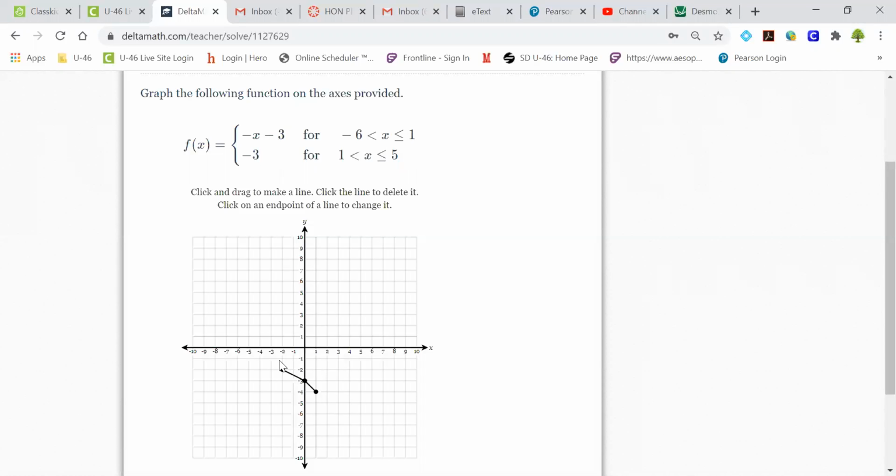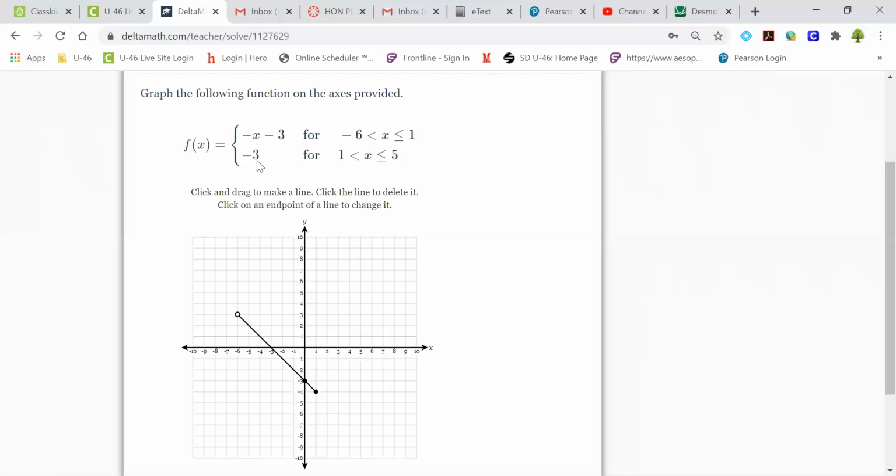So I'm going to kind of work my way backwards, keeping the same slope until I hit -6 as an x value. And it doesn't include -6, so open circle. So this is the line, -x minus 3, between the domain values of -6 and +1, including -6 and excluding +1.